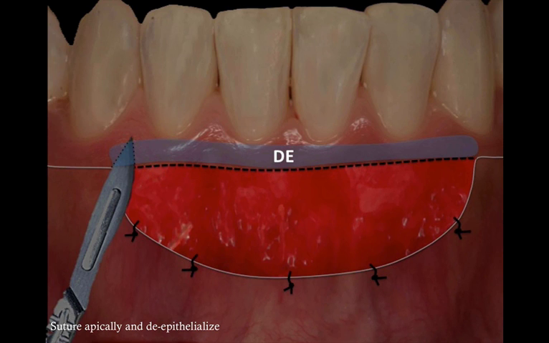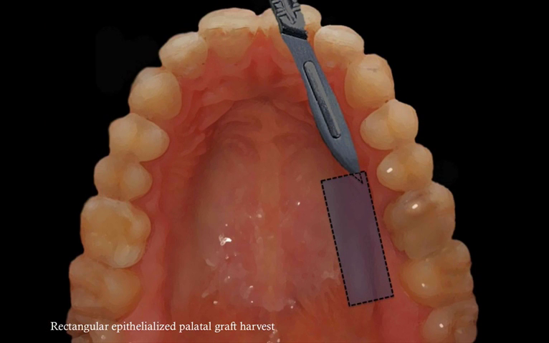Take a new number 15 blade or a microblade and remove the superficial layer. What this does is create a better blend for the graft and increase the vascularity from underneath. So once you have the flap ready to receive a graft, you will go to the palate and harvest the free gingival graft, the size that you want to plant depending on the recipient site. This graft is going to be about 1.5 millimeters thick.